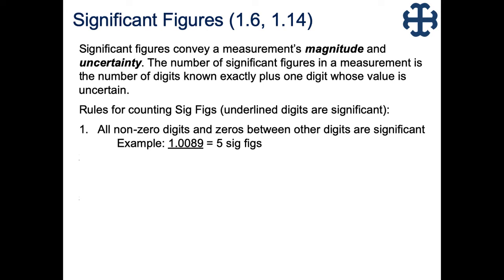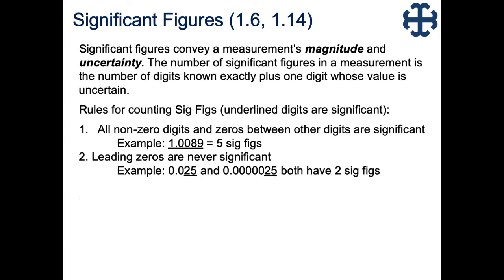For determining the number of significant figures in a number, I'm going to go through the rules here. So all non-zero digits and any zeros between other digits are considered significant. So in this first example here, we have 1.0089. That would be 5 sig figs. Something I should say is I often abbreviate significant figures as sig figs, so as you hear me say that, that is what that means.